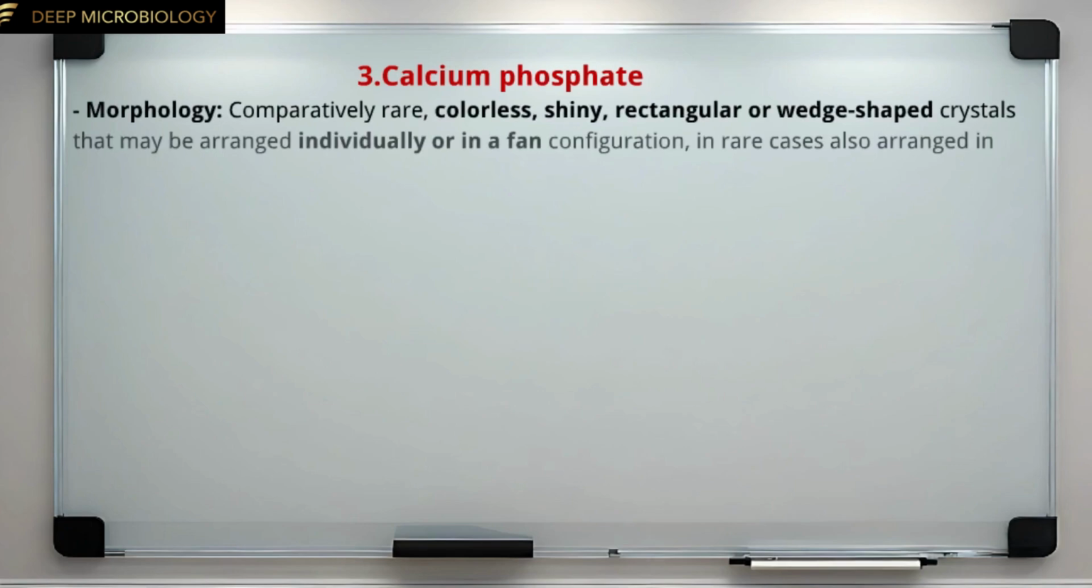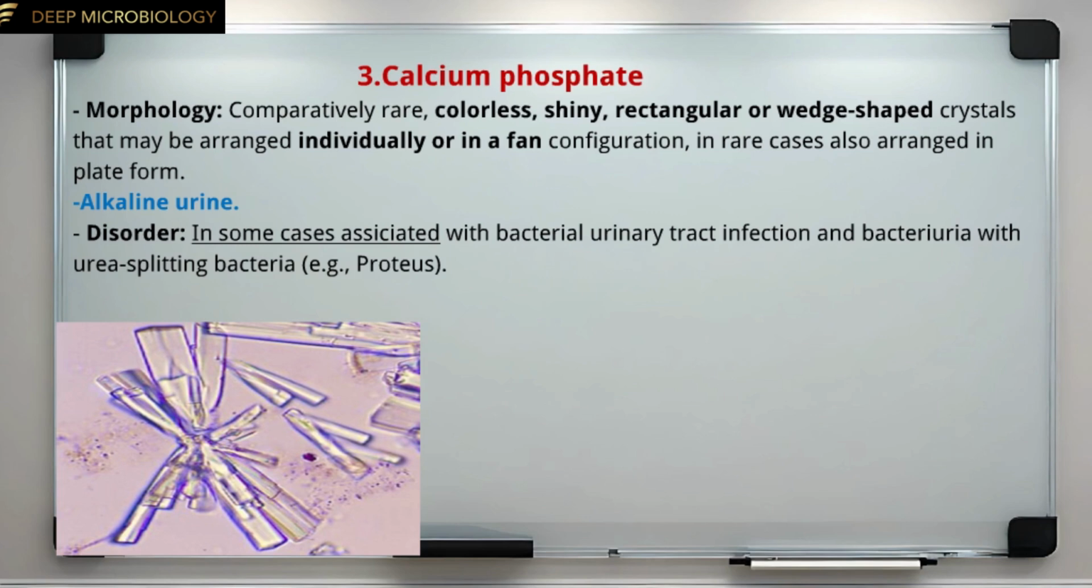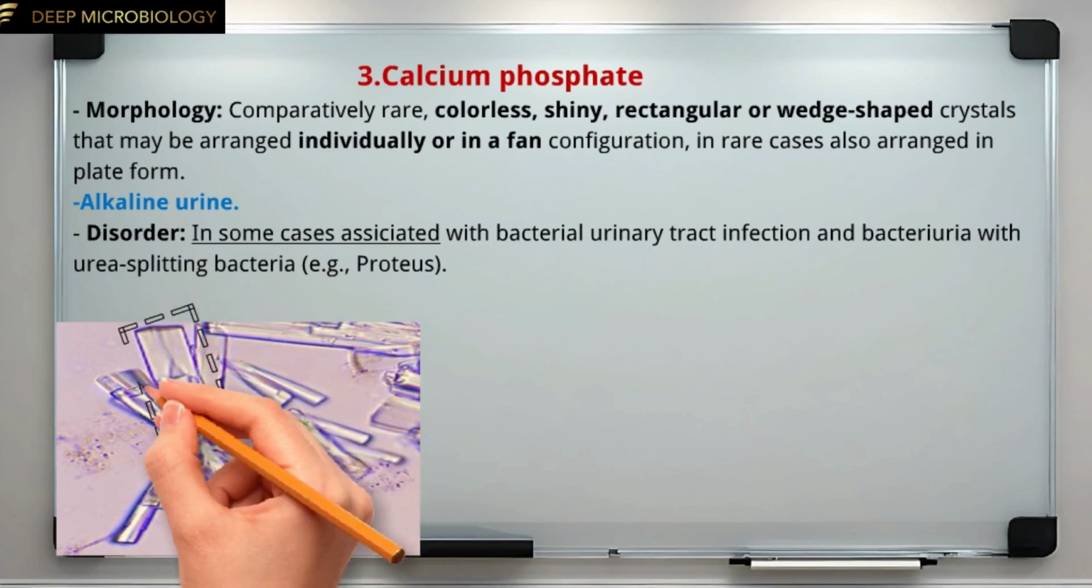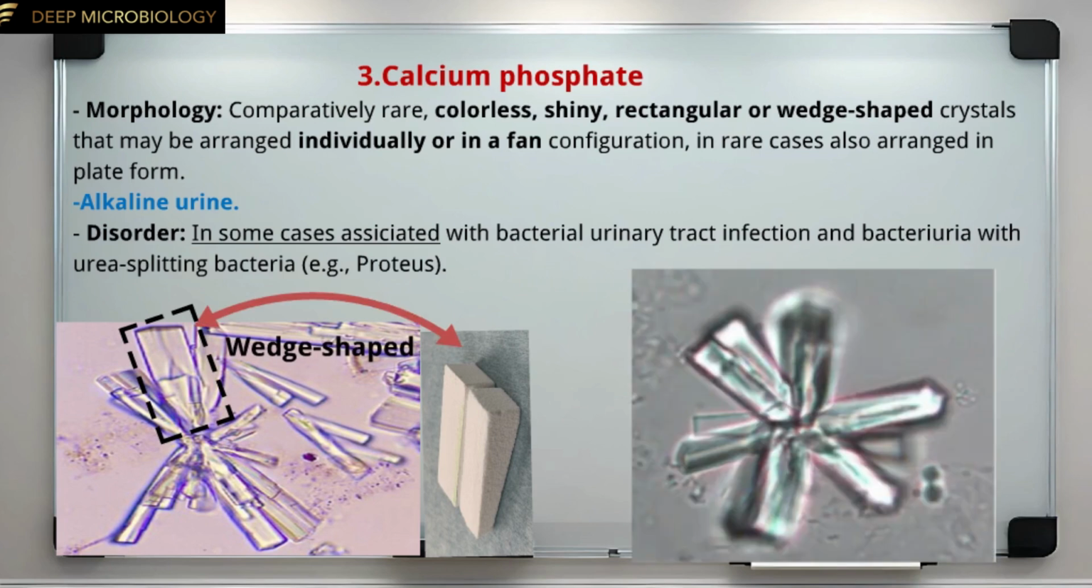3. Calcium phosphate. Morphology: comparatively rare, colorless, shiny, rectangular or wedge-shaped crystals that may be arranged individually or in a fan configuration, in rare cases also arranged in plate form. Found in alkaline urine, clinically associated with bacterial urinary tract infection, and bacteriuria, with urea-splitting bacteria, such as Proteus.